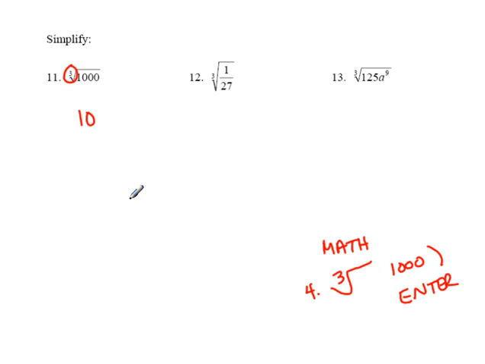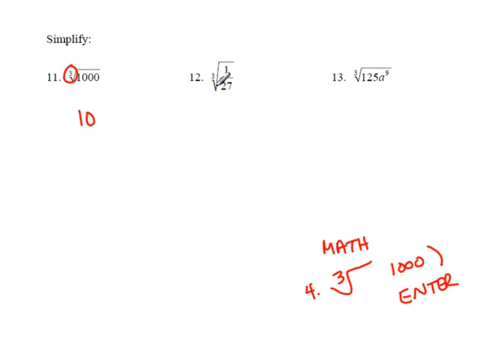Because this is an odd root, you don't put plus or minus, because when you multiply something together 3 times, remember it's either just going to be positive or just going to be negative. So we want to make sure it's positive. It's a positive number under the radical, therefore it will be a positive root when you take it out.